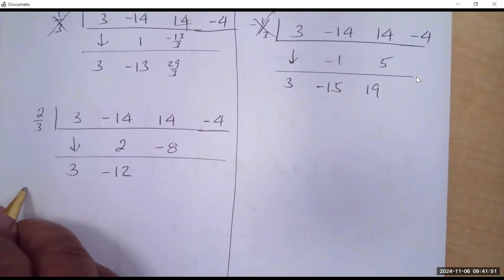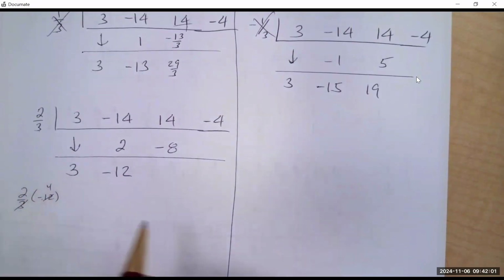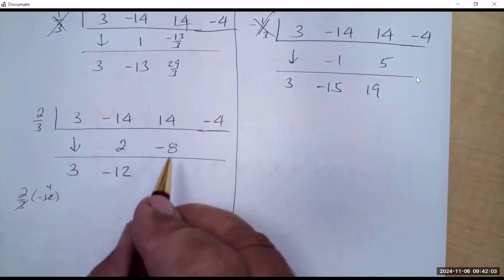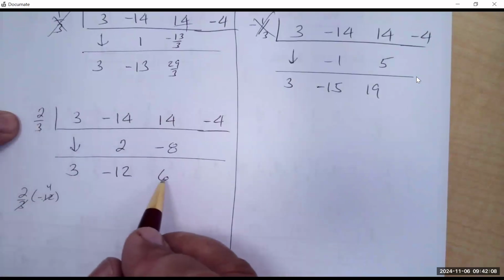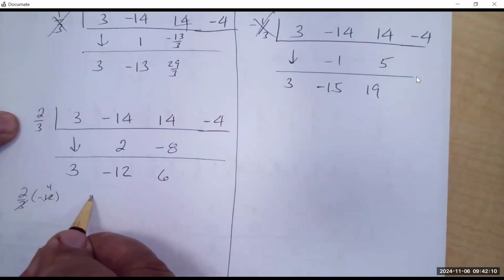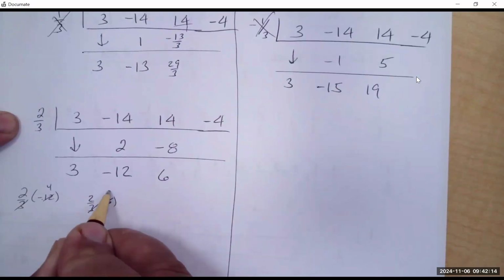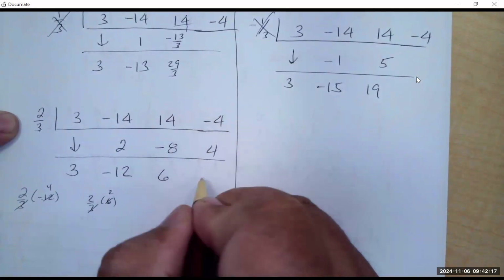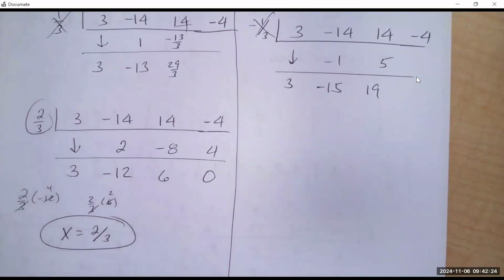I'll show you. It's 2/3 times -12. The 3 goes into 12. The 4 times 2 is 8, so it's negative 8. 14 minus 8 is 6. 2/3 times 6. 3 goes into 6 2 times. 2 times 2 is 4. So x equals 2/3 is another 0.